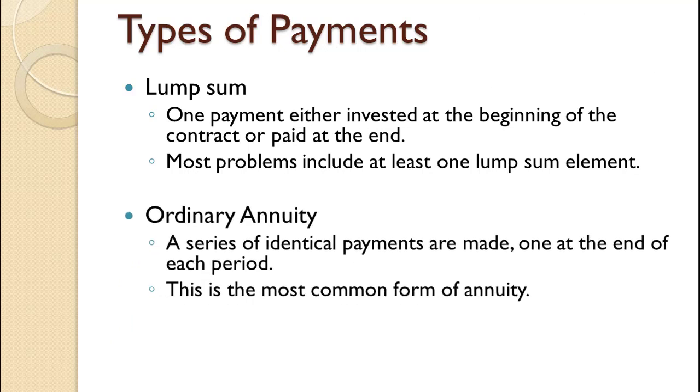An annuity is a series of identical payments that are made at the end of each period. So think interest payments here, or mortgage payments, or car payments. It's the same amount due every single month. I have to make these specific payments. That's an annuity. And this ordinary annuity means that the payments are made at the end rather than at the beginning of each period.